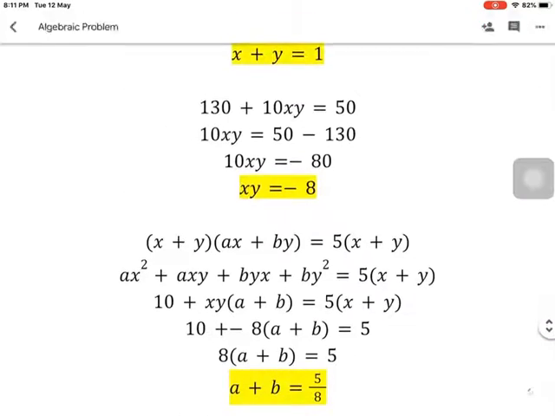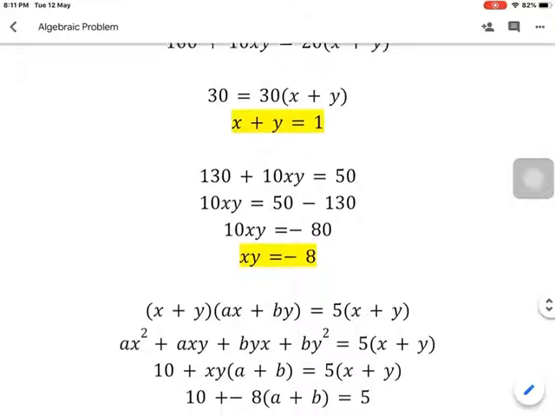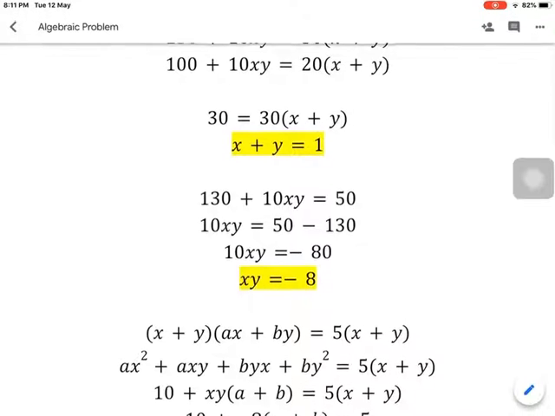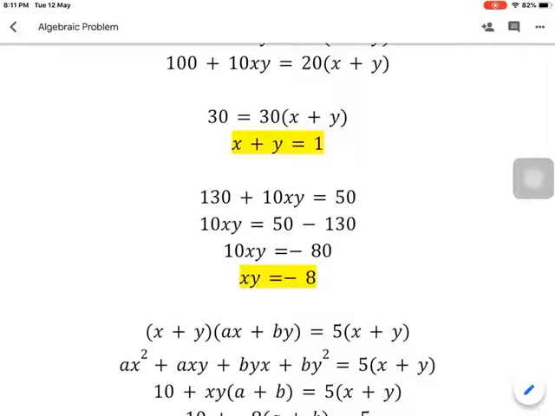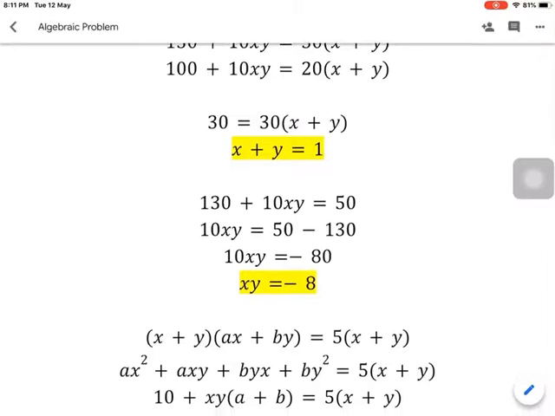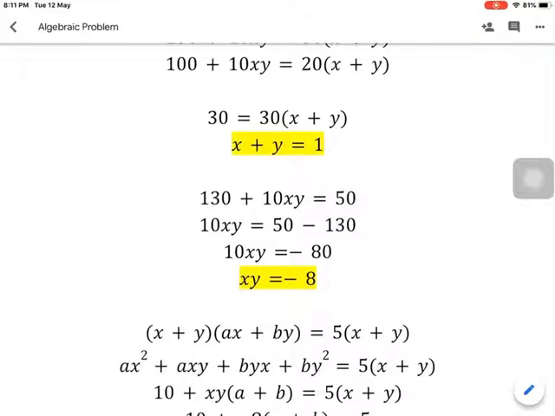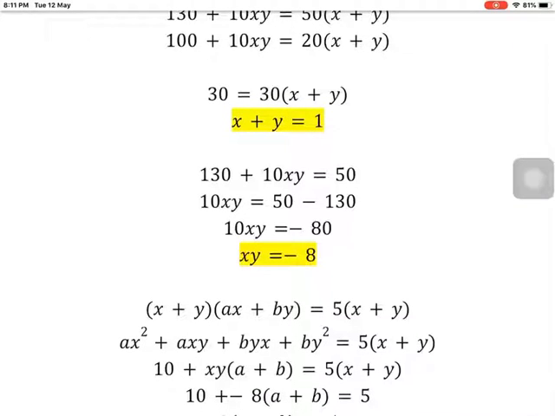But in this case, since the x and y terms are in the lowest, simplest forms without any powers, they can be factorized out without any of x and y left behind in the parentheses. So 10 plus xy times a plus b equals 5 times x plus y. We already know that x plus y is 1 and x times y equals negative 8. So 10 plus negative 8 times a plus b equals to 5, which is 5 times 1 equals to 5.